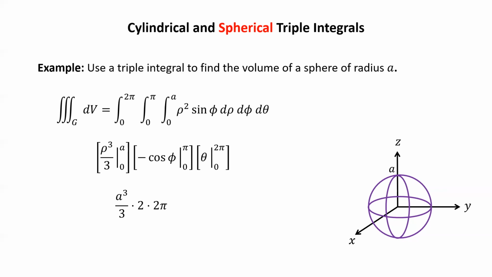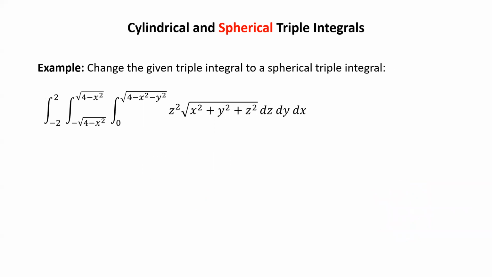Those signs could be a little confusing, so make sure you write all that down carefully so that you don't make any sign errors. And finally, when we plug in 2 pi for theta, we get 2 pi. And when we multiply that all together, we get 4 pi a cubed over 3. You may recognize this formula as the standard formula for the volume of a sphere of radius a.